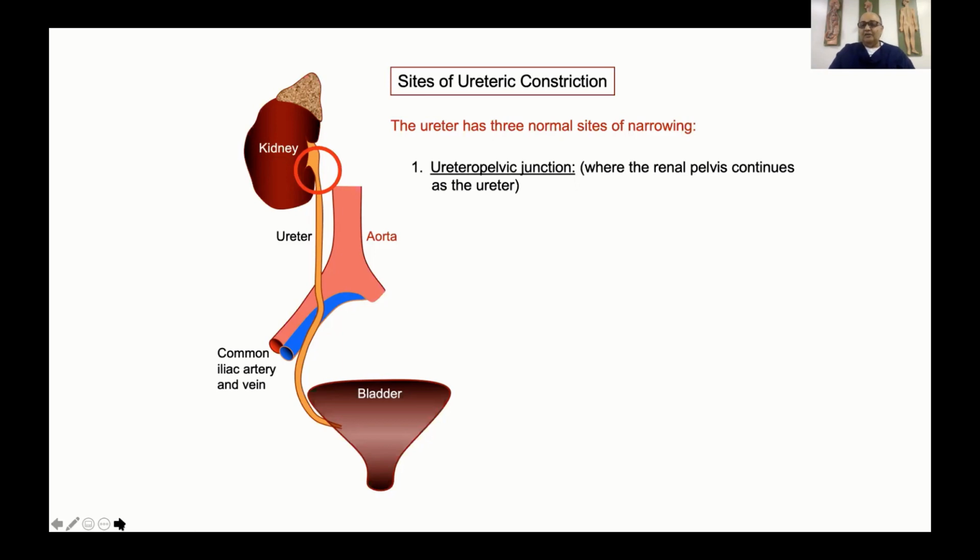So the first narrowing site is where we have this uretero-pelvic junction, where the renal pelvis continues as the ureter, or it becomes the ureter. So this is one site. Are we good with that? I hope there should not be any ambiguity.